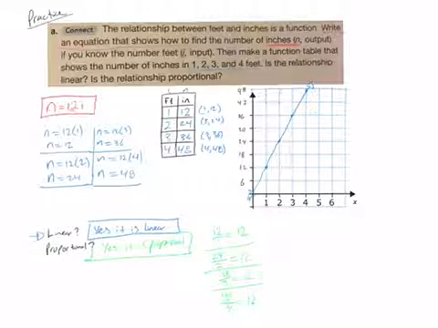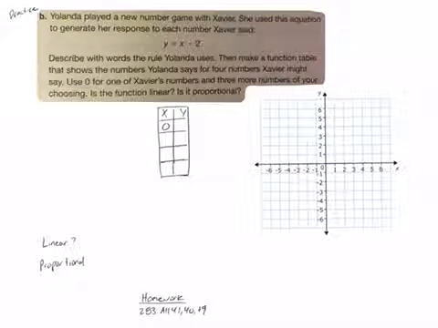Okay, and that's because all of these came out to be the same number. And it's also important to note that it goes right there through the point 0, 0. All proportional functions go through 0, 0. Okay. So let's try one more.